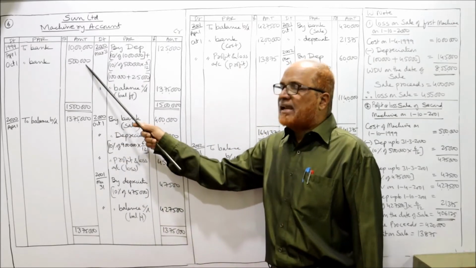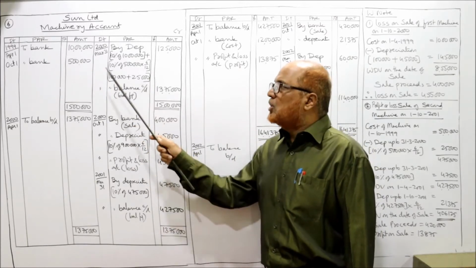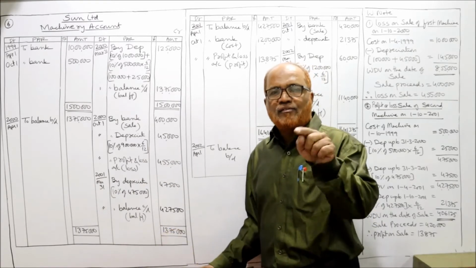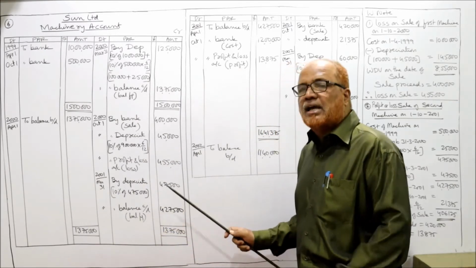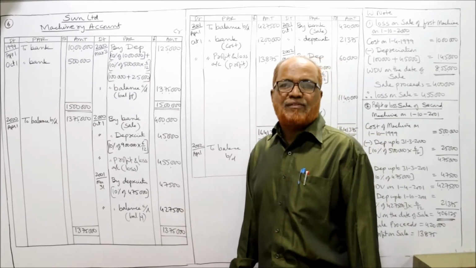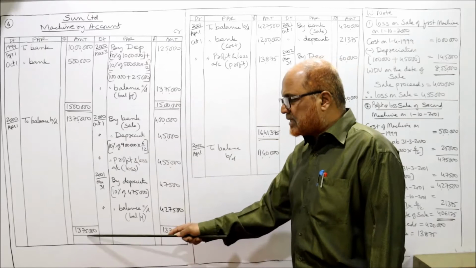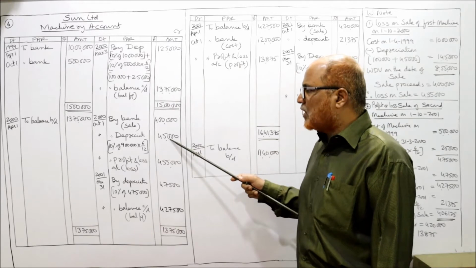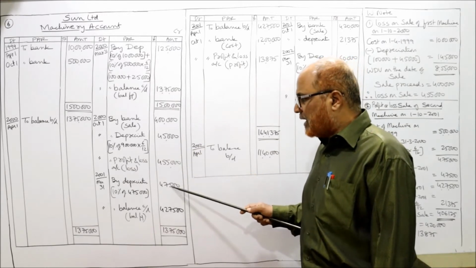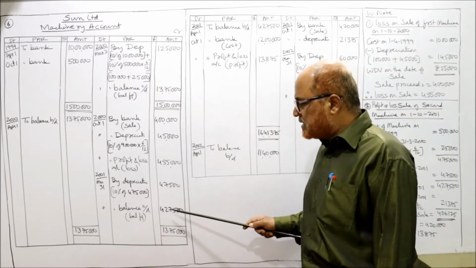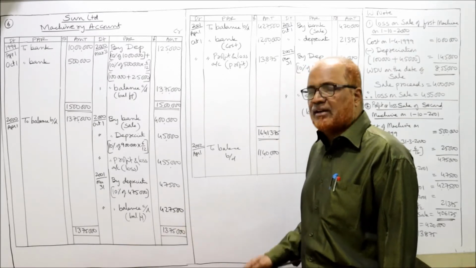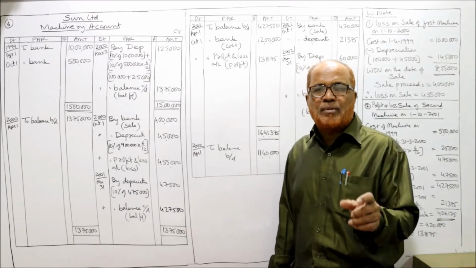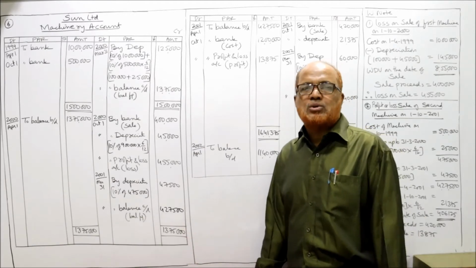So purchase price 5 lakh, first year depreciation 25,000. So 5 lakh minus 25,000, 4 lakh 75,000 is the WDV for the second year. On 4 lakh 75,000, 10%, 47,500. That's all. Now we find out the balancing figure. Debit side total 13 lakh 75,000. From 13 lakh 75,000 subtract 4 lakh, 45,000, 4 lakh 55,000 and 47,500. The balancing figure is 4 lakh 27,500. This is the closing value of machinery on 31st March 2001.